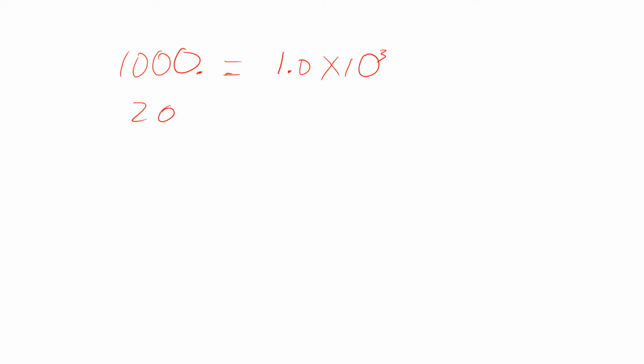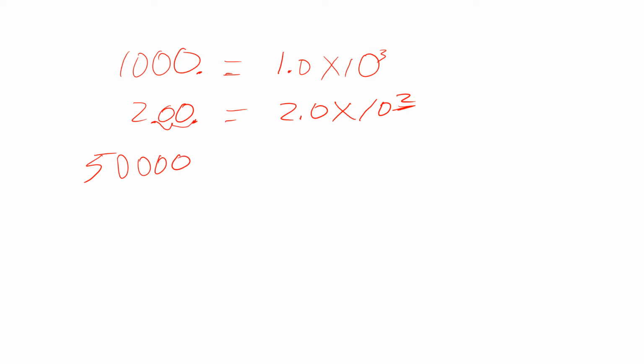200, where the decimal point would be there, is 2.0 times 10 to the second. We move the decimal 2 places to the left, so the exponent goes in the positive direction, 2. So for big numbers, we're going to have positive exponents.